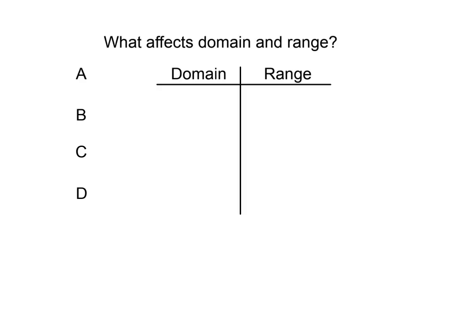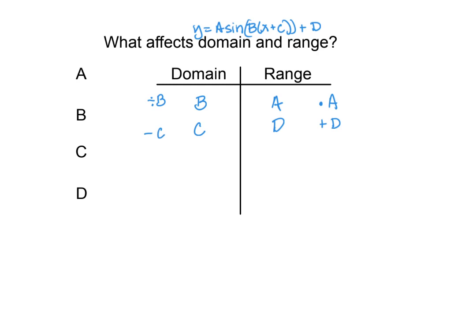So let's think about what parameters affect domain and which affect range. Remember that anything on the outside of the function affects the range, affects my y values, my vertical. Anything inside my function affects the domain. So B and C will affect my domain. A and D will affect my range. So to the y values, what ends up happening is you multiply by A and you add D. To the domain, what happens is you divide by B and you subtract C.